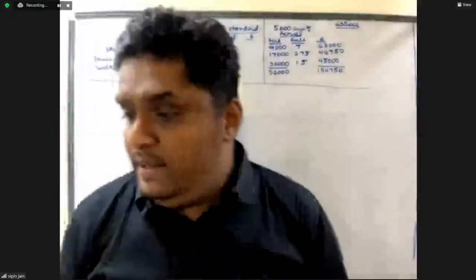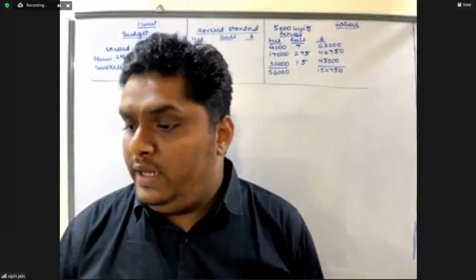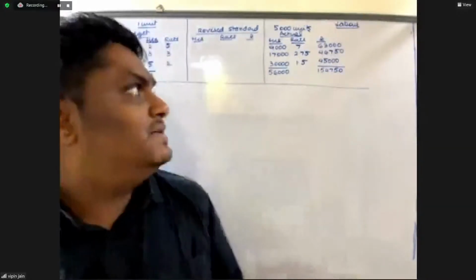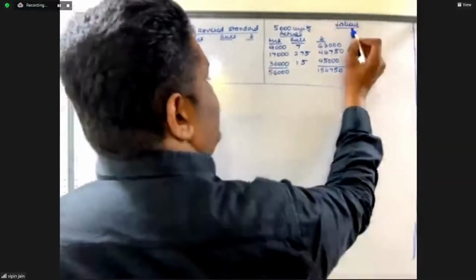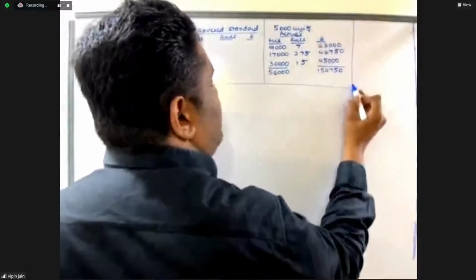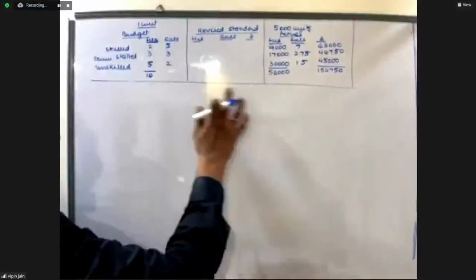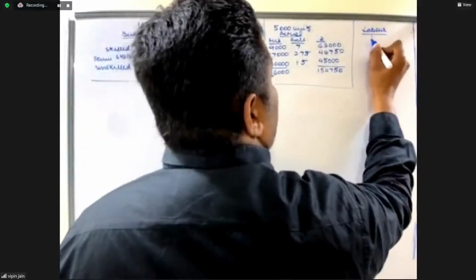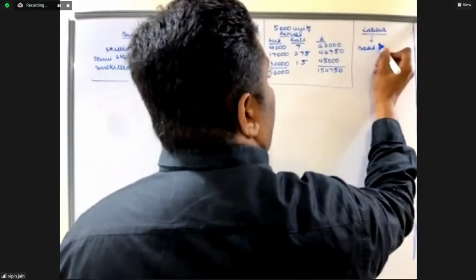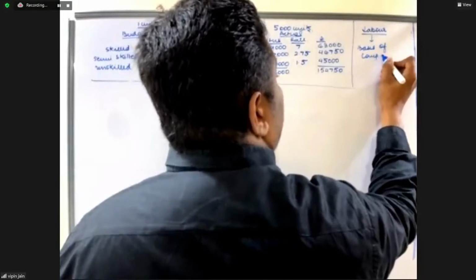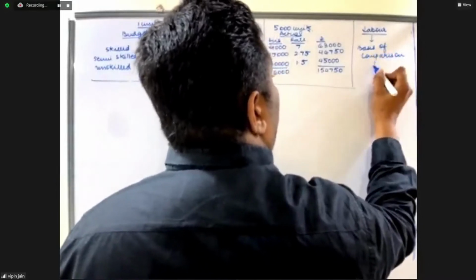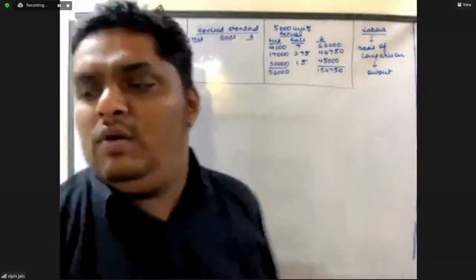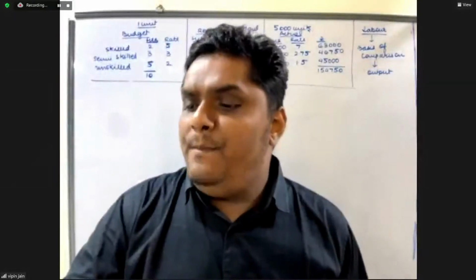So can anyone tell me? Very good. Ashwini Shetty, these two figures are not comparable. Why? Because their output is not same. So just like material, in case of labor also, the basis of comparison is what? Output.